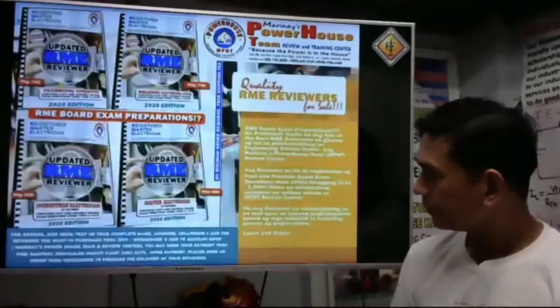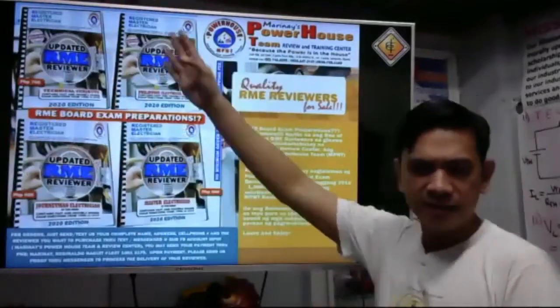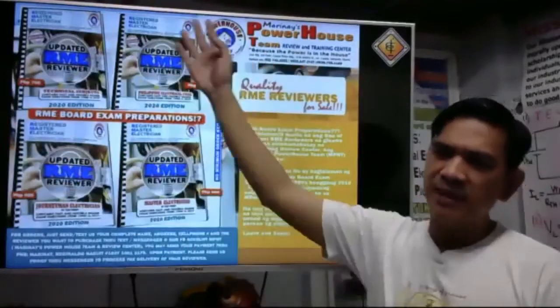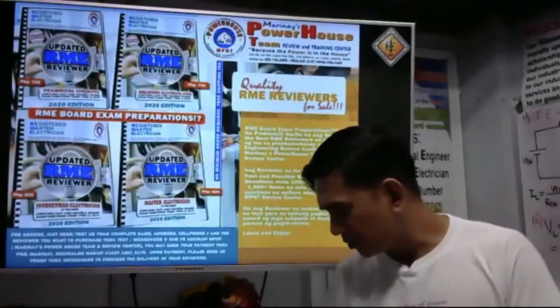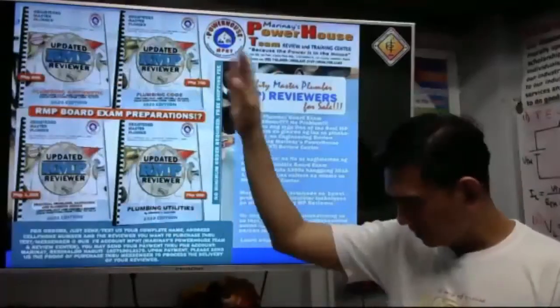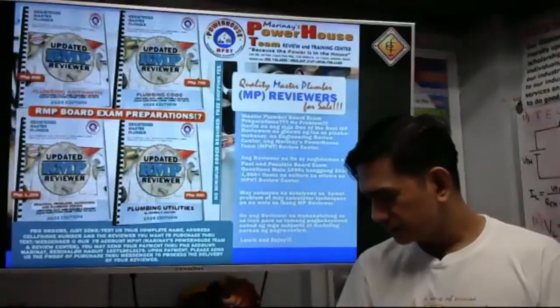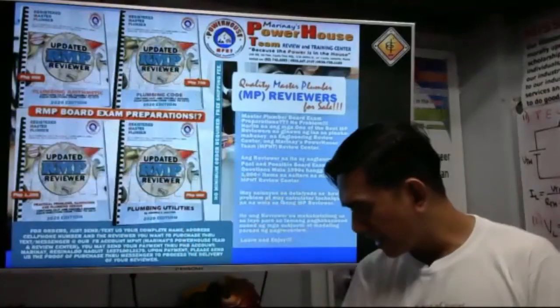Then, we have the RME reviewer sa ating mga master dyan. Okay, mga master, pansinin nyo po, yung apat na libro na yan, 2,600 lamang po ang apat na yan. Sa ating master plumber, ganun din po ito, mga kawerpa, 3,100 naman po ang apat na libro na yan.